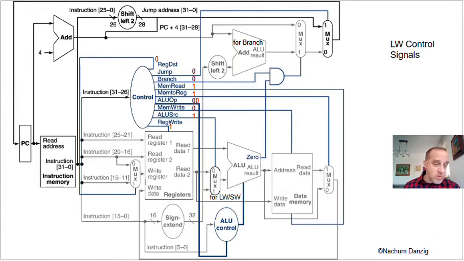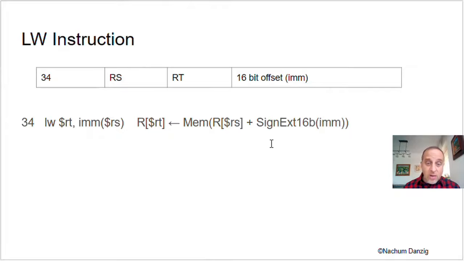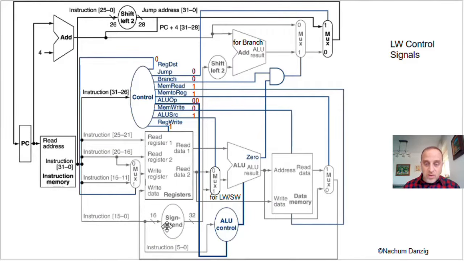Well, that's very relevant because remember, load word has to take the immediate value and sign extend it by 16 bits. So we've done that. We've taken this immediate value and turned it into a 32-bit value, having the same value, but we put sign bits to the left. If it's a negative, we put ones over there. And if it's a positive, we put zeros over there. It didn't change the value of the number, but it made it into a 32-bit number. So that's what we did right here.